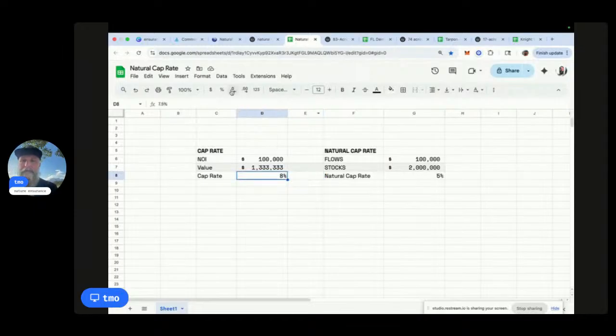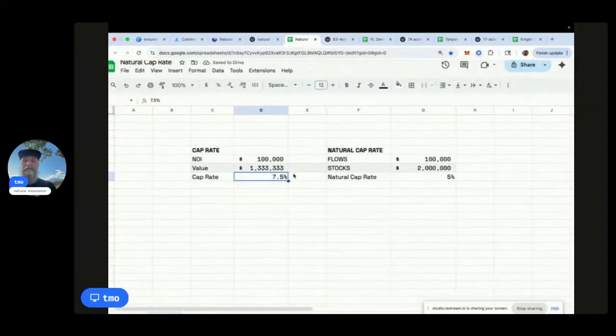Let's just change that so you can see it. All right, so let's use $100,000. I'll make that bigger so you can kind of see what's going on here. $100,000 NOI. This is just for the sake of example on a normal investment real estate deal. At a 7.5 cap, the value of that property is $1.3 million.